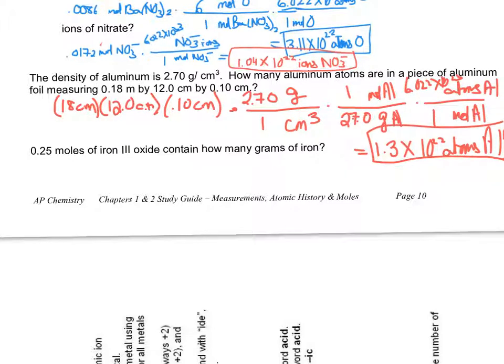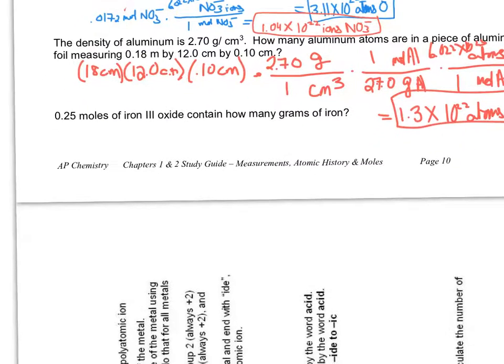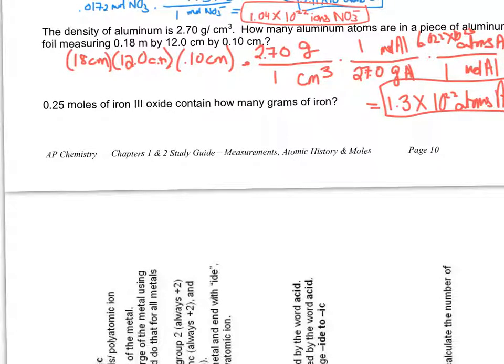All right, let's look at the last problem on this page. It says I have 0.25 moles of iron(III) oxide. Anybody know what iron(III) oxide is? It is rust. Rust is the common name. And I want to know how many grams of iron are in there. So I'm going to write down what I have. So iron(III) oxide means it's Fe3+ and O2-, so Fe2O3. So I have 0.25 moles of Fe2O3.